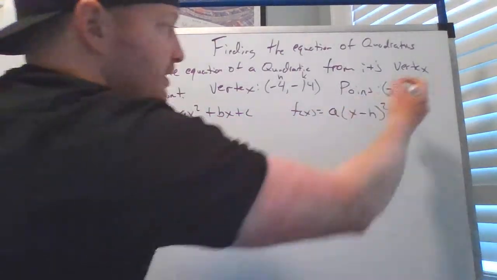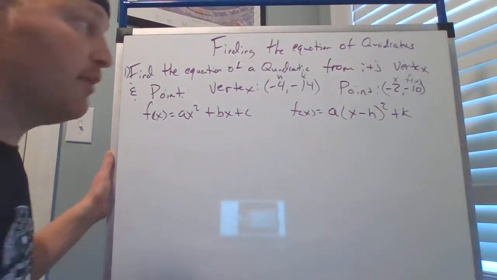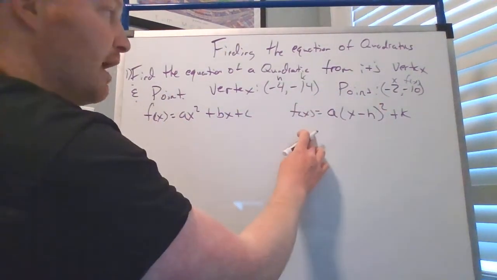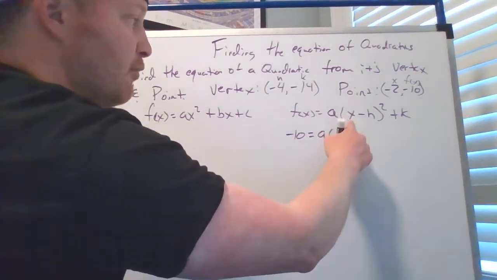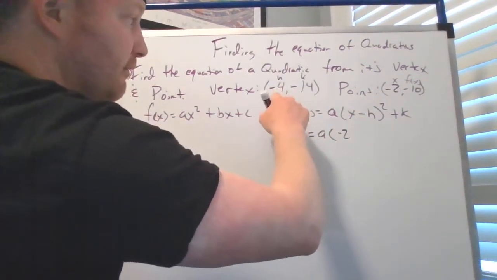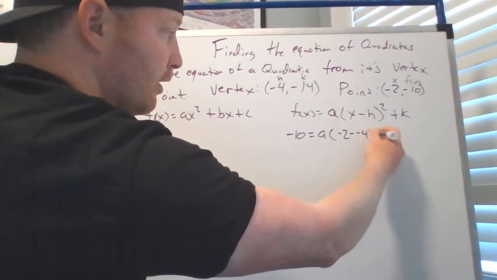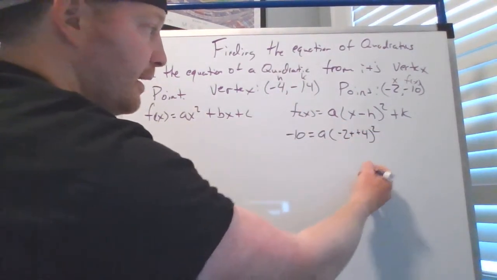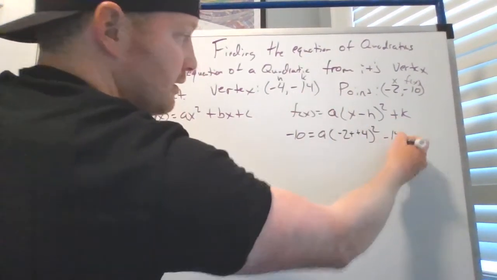This is our point. We know that this is our x and this is our f of x, or our y. It's always the output. So let's solve for a knowing all of this stuff. Here's how you do it. I replace f of x with negative 10 equals a times, and my x is negative 2, minus h, which is minus negative 4, squared. Always make sure you're putting this in, so this is really plus 4, okay? Plus k, which in this case is minus 14, okay?